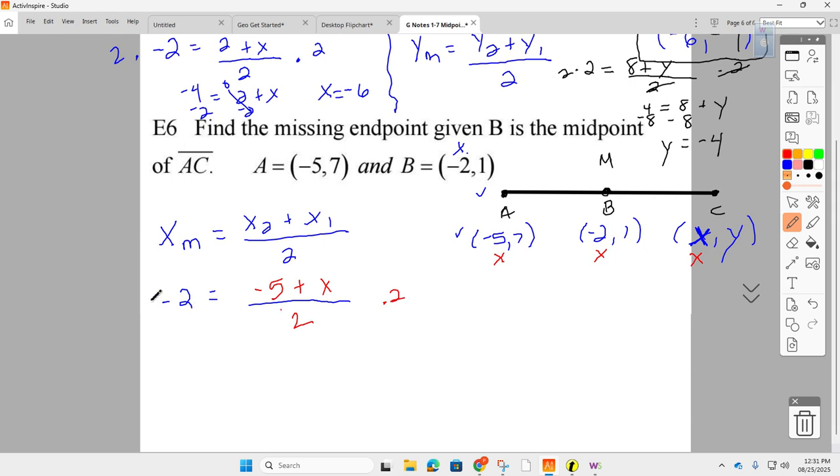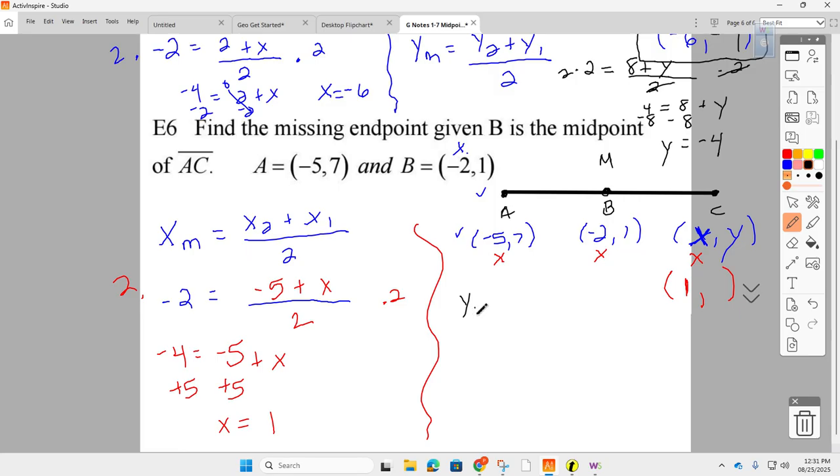Multiply everything by 2 and solve for x. So x equals 1. So here, the x coordinate of point C is 1. And we're going to do the same thing with the y coordinate. The y coordinate of the midpoint is equal to the sum of the y's, or y2 plus y1, all over 2. And we can plug in based on what we labeled. Remember, this is a y, this is a y, this is a y.